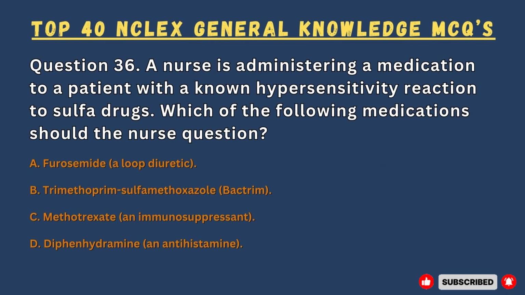Question 36. A nurse is administering a medication to a patient with a known hypersensitivity reaction to sulfa drugs. Which of the following medications should the nurse question? A. Furosemide, a loop diuretic. B. Trimethoprim sulfamethoxazole, Bactrim. C. Methotrexate, an immunosuppressant. D. Diphenhydramine, an antihistamine.